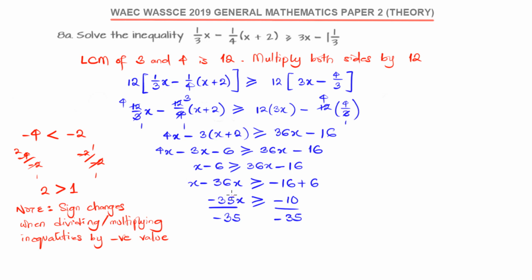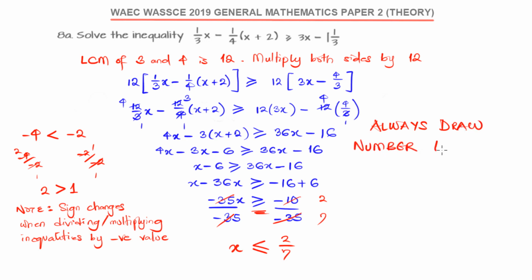So here, if you apply that principle, 5 can go in 10, 2, 5 can go in 35, 7. So we now have x is less than or equal to 2/7. It's not that x is greater than or equal to 2/7. No. It's x is less than or equal to 2/7.